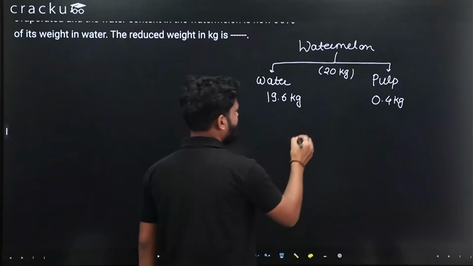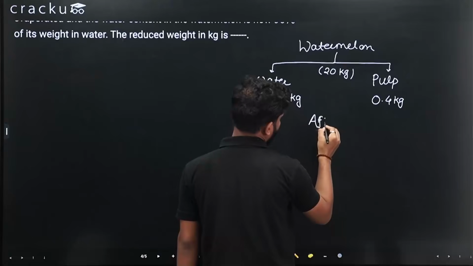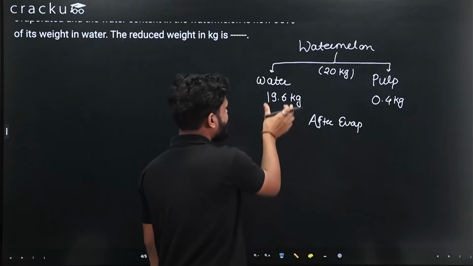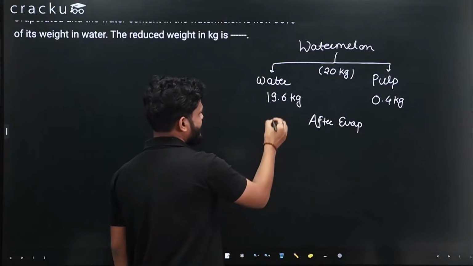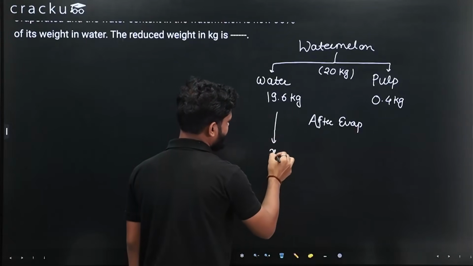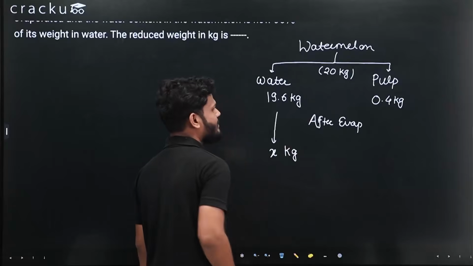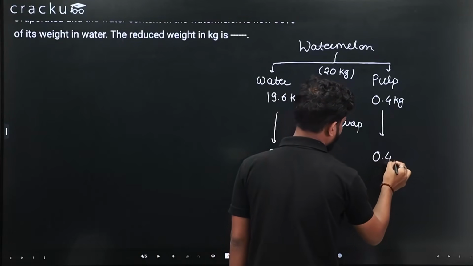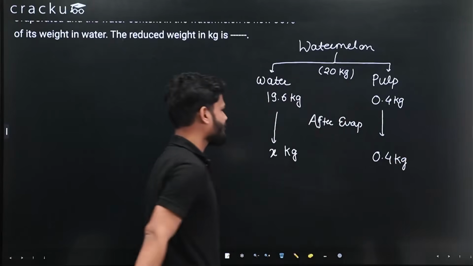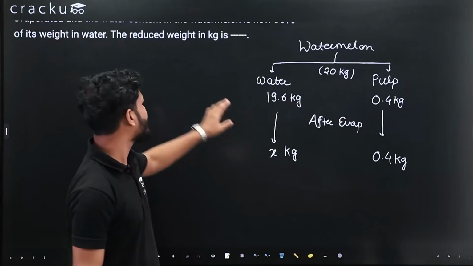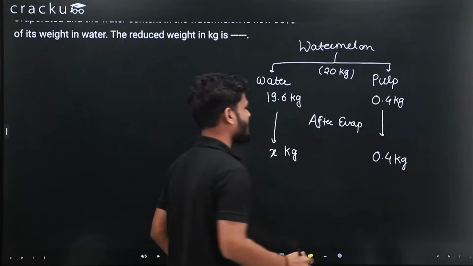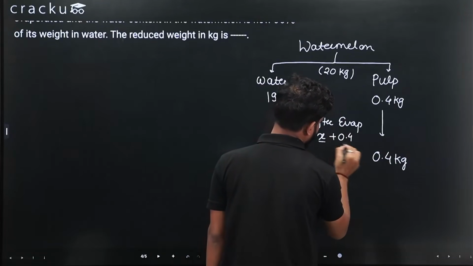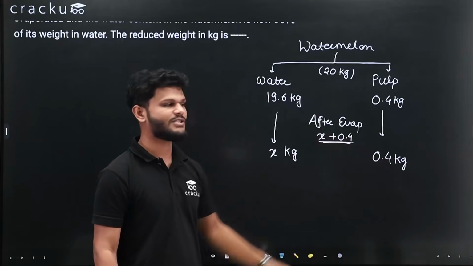Now after evaporation, what happened? Some water got reduced. Let us say now the water content is x kg. But the pulp will not get evaporated, it will be same, 0.4 kg, right? But this x kg is now 95% of the watermelon's weight. What is the watermelon's weight? It is x plus 0.4 kg. After evaporation, total weight is x plus 0.4.